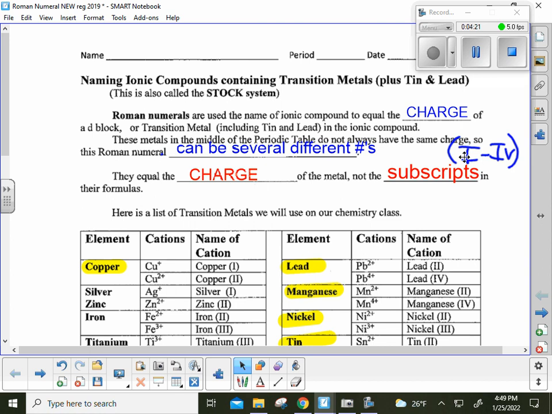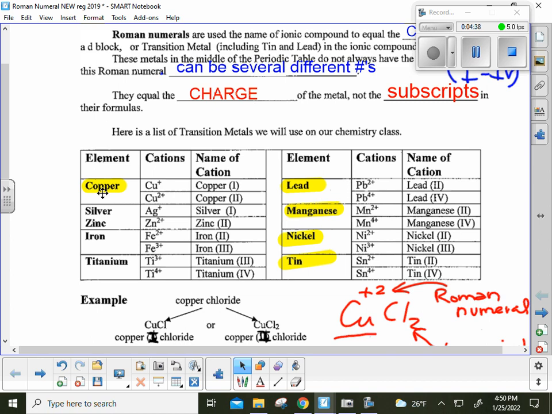So that's I, II, like the copper 2 here. Copper 3 has 3 I's, and then if you're 4, you're IV. So these are from the Roman numerals. Hopefully you've heard about or known about over the years, okay? So we've got these that I mentioned: copper, silver, zinc, iron, titanium, lead, manganese, nickel, and tin.